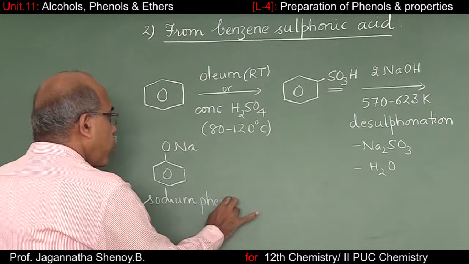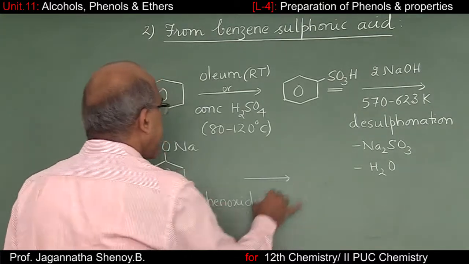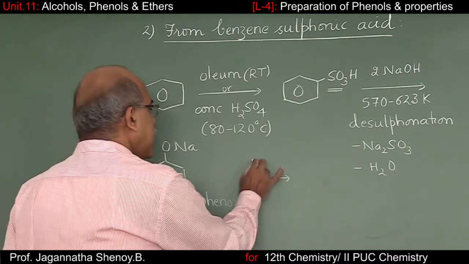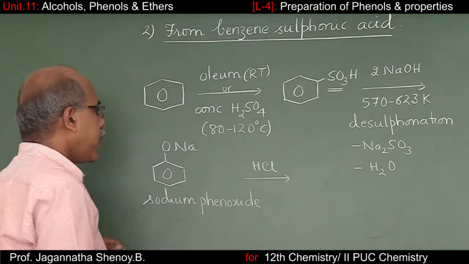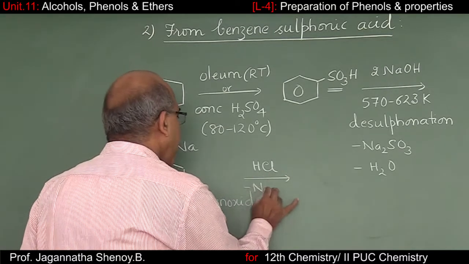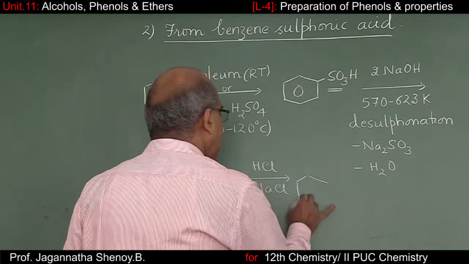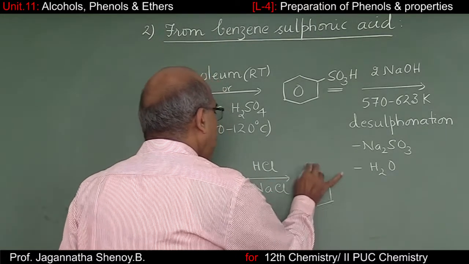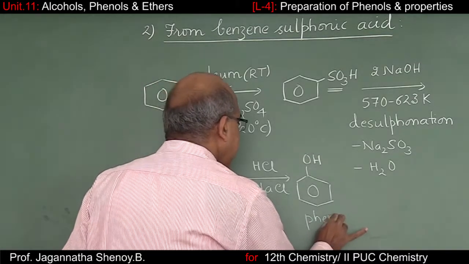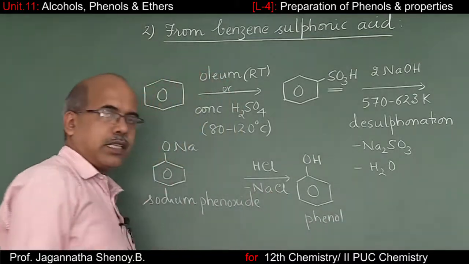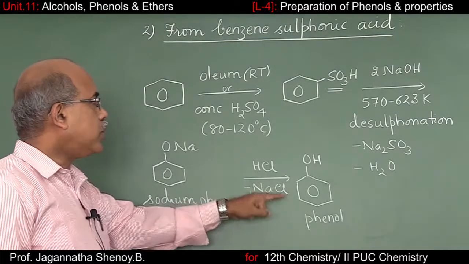Now the formed sodium phenoxide can be subjected to acidification. Let us say in this case I will use HCl to acidify it. So sodium chloride will be removed. So what is the product formed? The product formed should be phenol, benzene ring with OH. So in the examination, for 2 marks, they ask this question: how do you convert benzene into phenol?